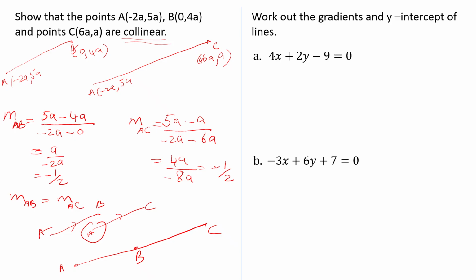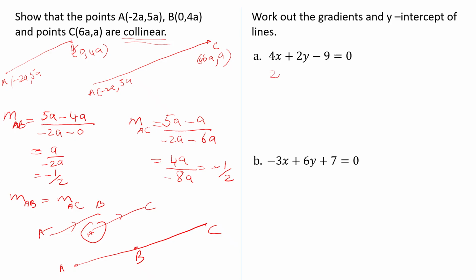Work out the gradients and y-intercept of lines. So here, first one, 4x plus 2y minus 9 equals 0. We need to work out the gradient and y-intercept. We need to rearrange this equation in the form of y equals mx plus c. So I'm going to rearrange this one first.